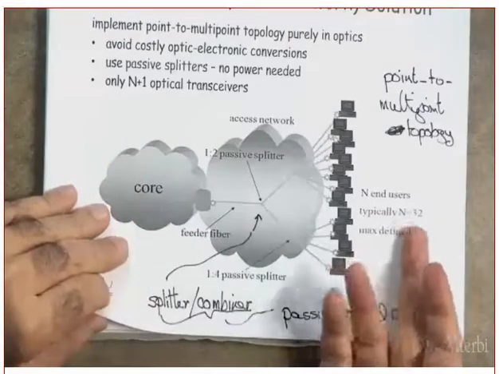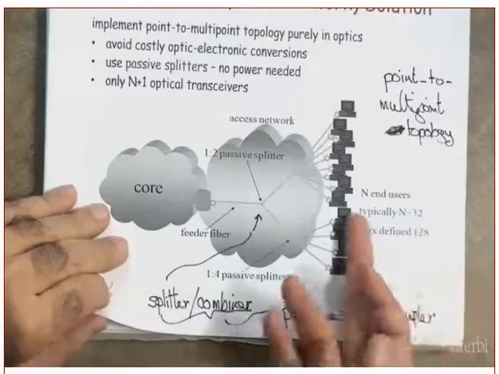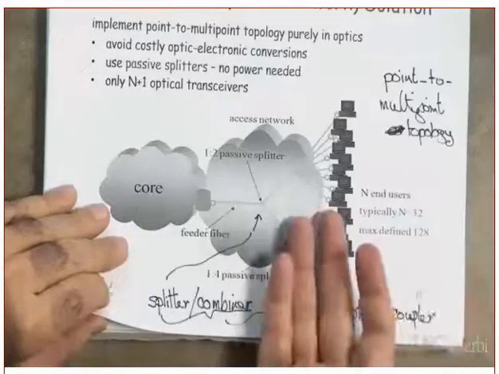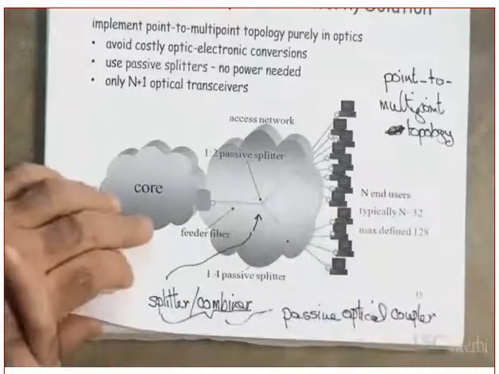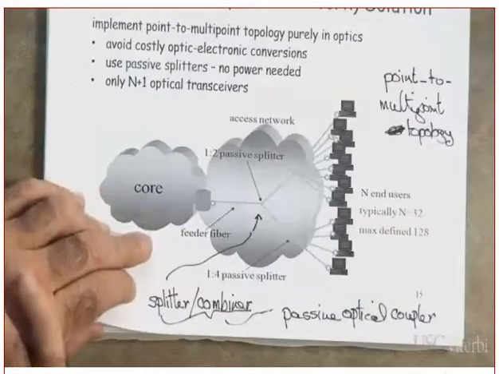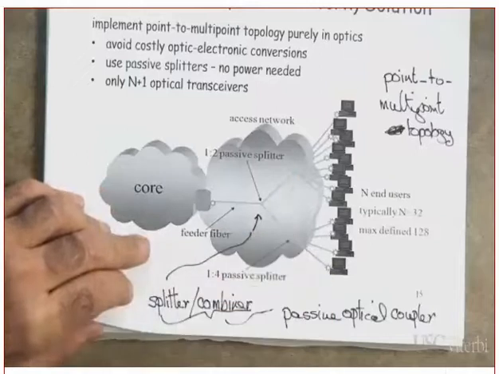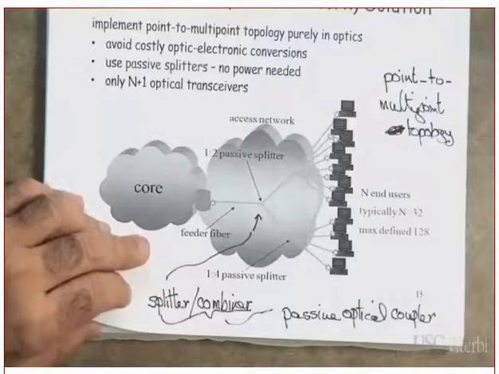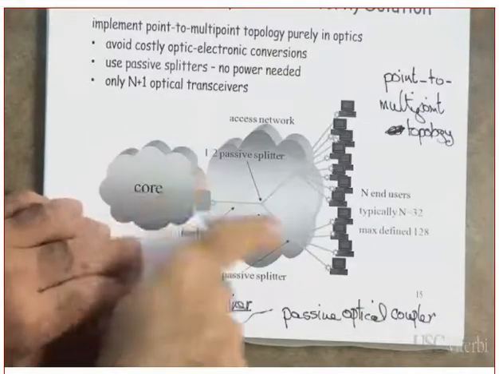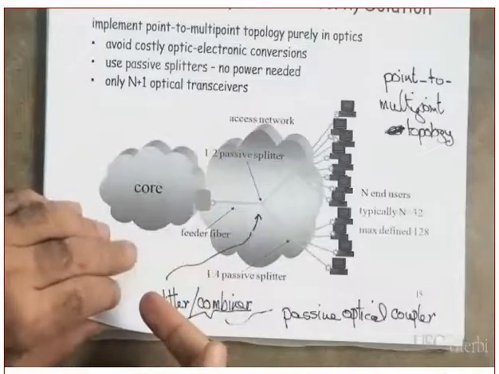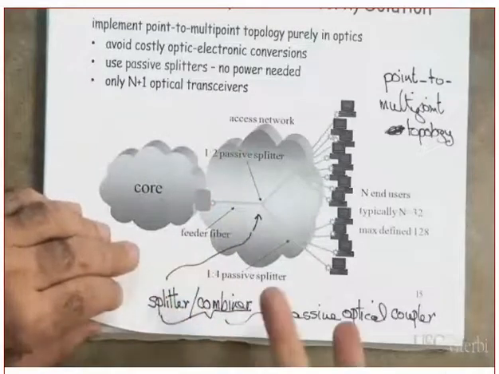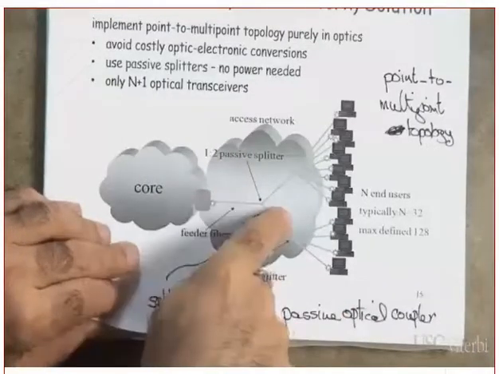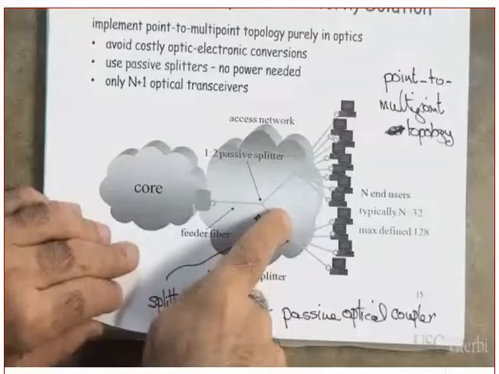Okay, so currently roughly between 8 to 32 users, and the maximum defined in the standard is up to 128. Clear? Okay. The other issue here is that we are still using one wavelength per fiber. But the capacity of the fiber is much more than just one wavelength. Can we support multiple wavelengths on the same fiber? Clear?